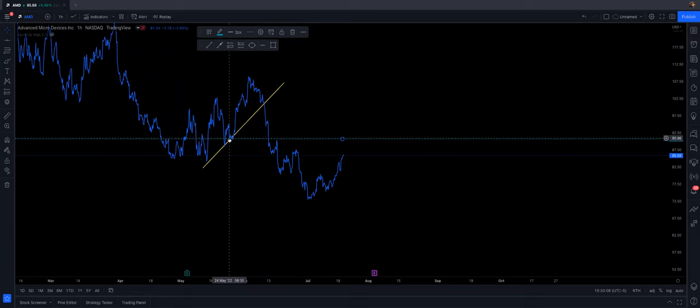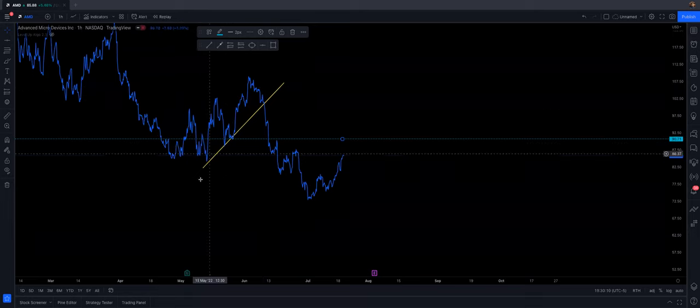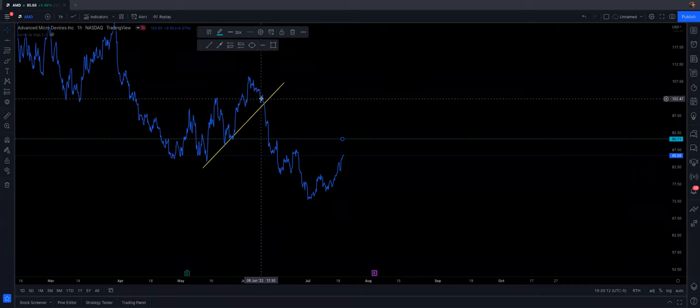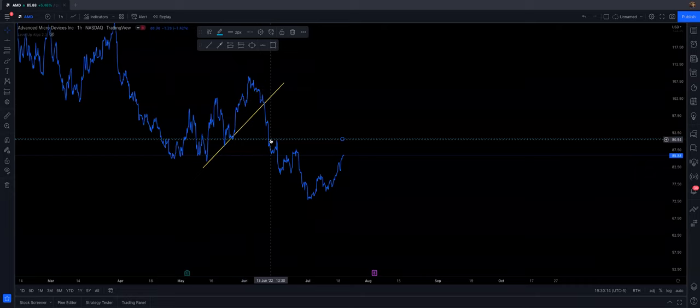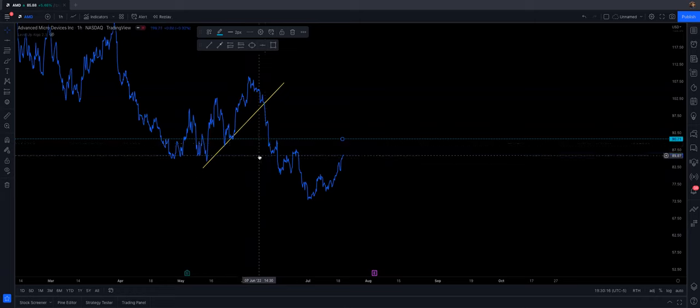As you can see, price came here. It bounced aggressively off of it, right? So when we broke down, what did we do? We came right back to that point that served as what we call a magnet, right? So let's do the same thing for the next one.